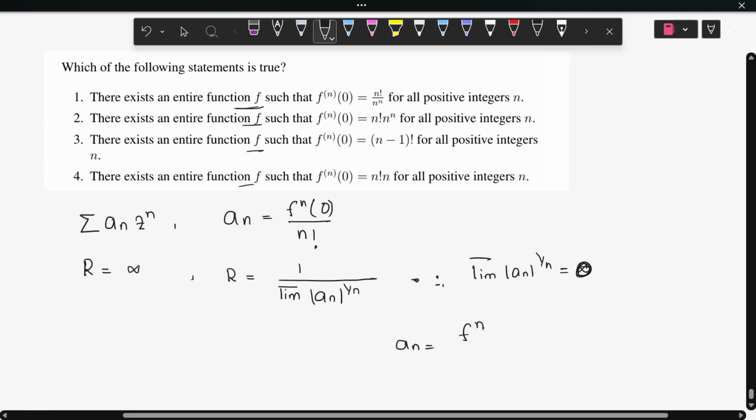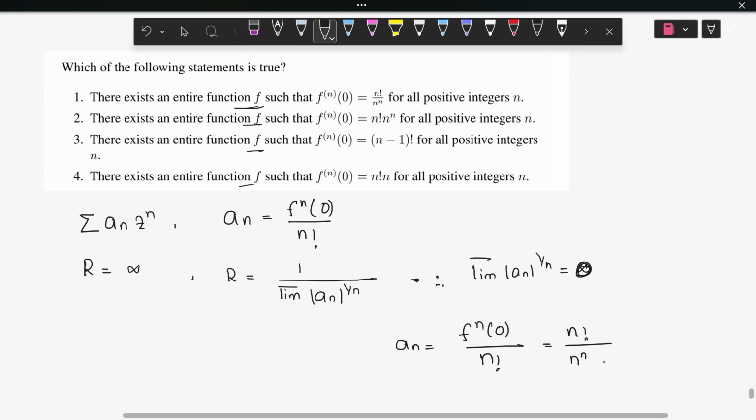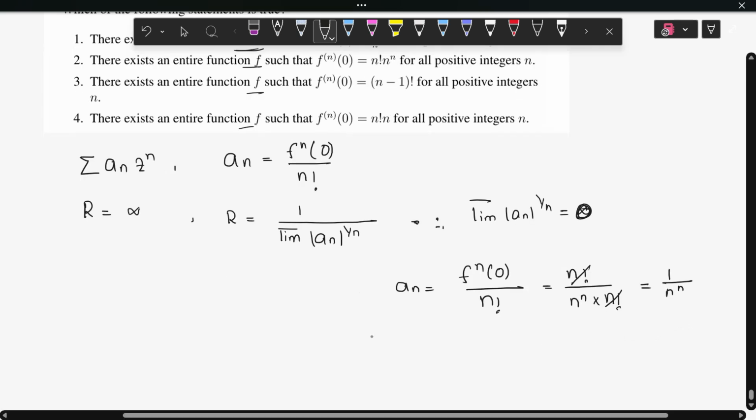Now for the first option, a_n will be f^(n)(0) by n factorial. So here, what will the value of f^(n)(0) be? n factorial by n to the power n into n factorial. So the n factorial is cancelling. I'm getting 1 by n to the power n. Therefore |a_n|^(1/n) gives you 1 by n, which tends to 0 as n tends to infinity. So therefore limsup |a_n|^(1/n) is equal to 0.